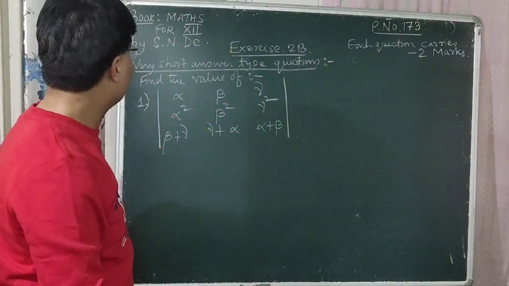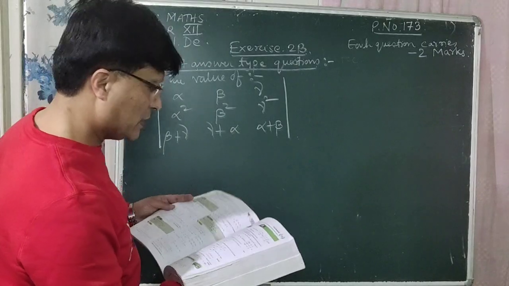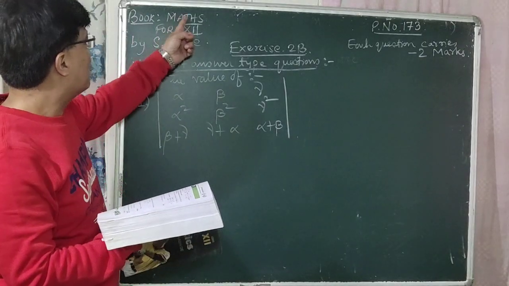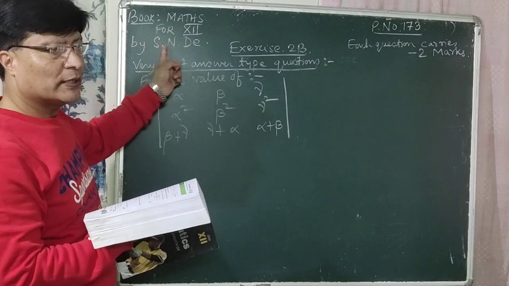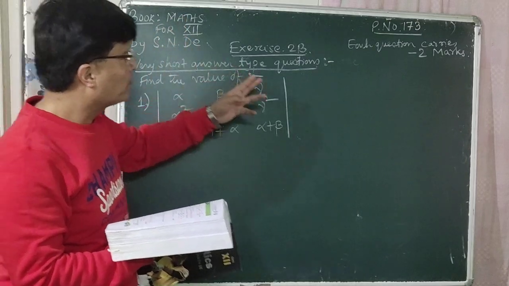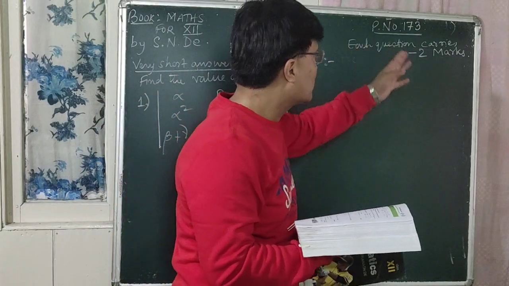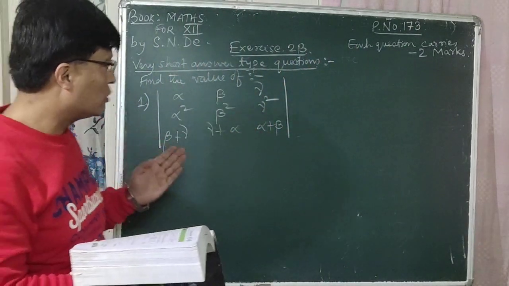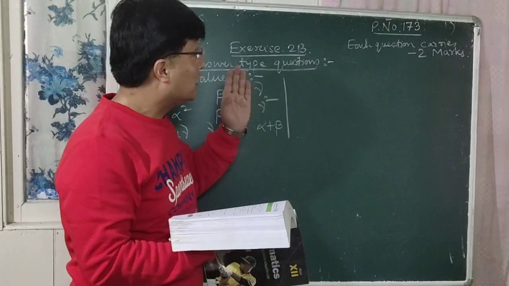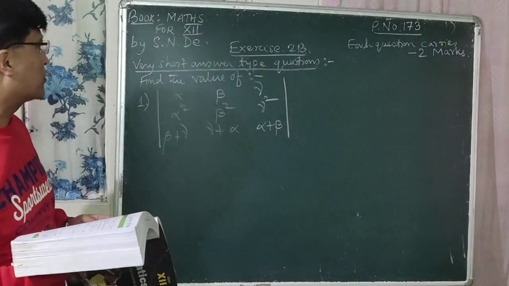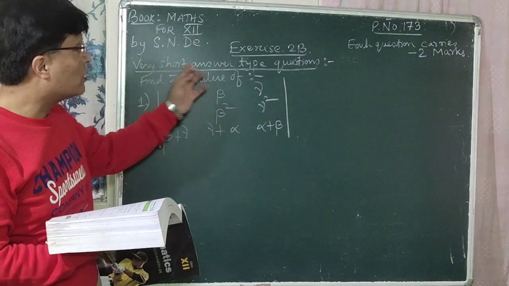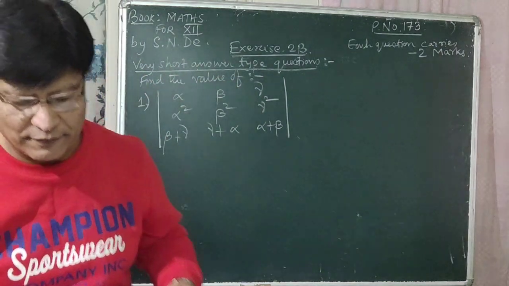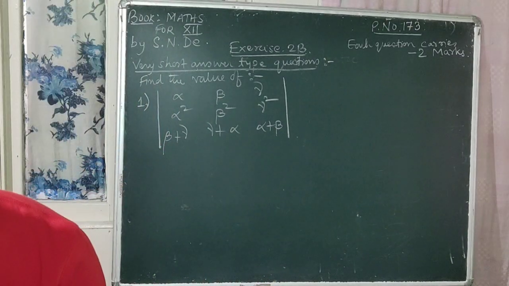I'm using this Sailendra book, that is Class 12 Mathematics by Sailendra Pradhan. So for your class 12 mathematics, we only use this. This is the Sailendra book, right? We'll do some problems from this book. That is exercise 2B. This is exercise 2B, right?